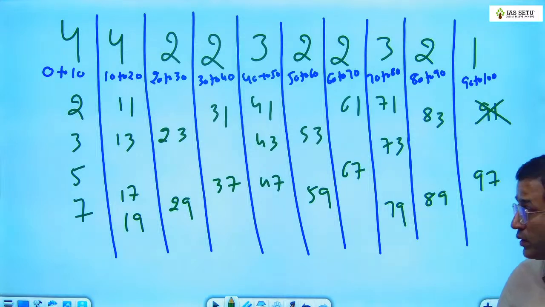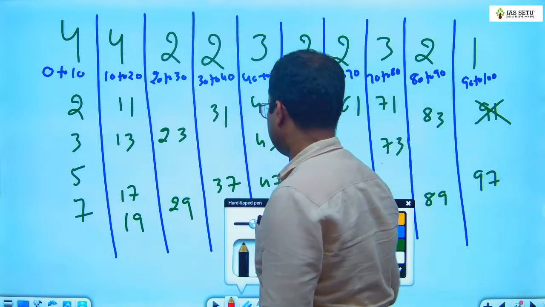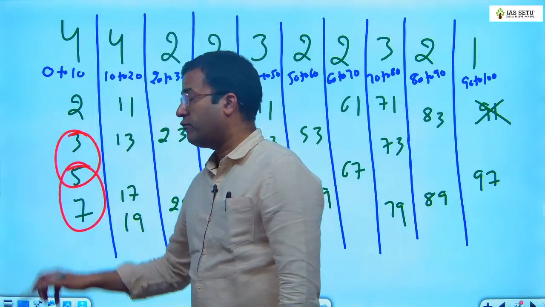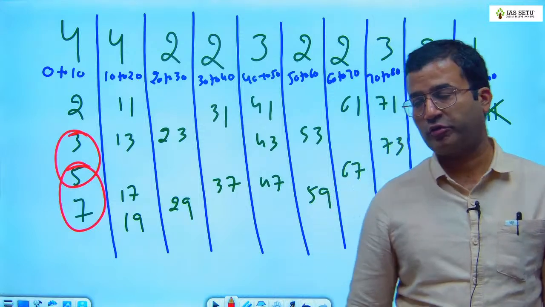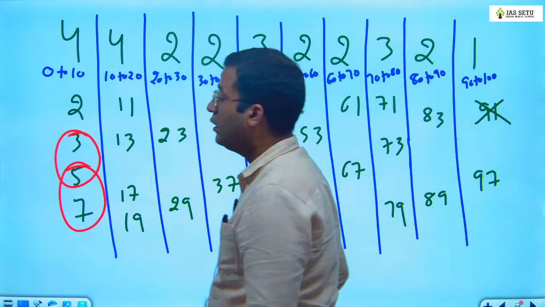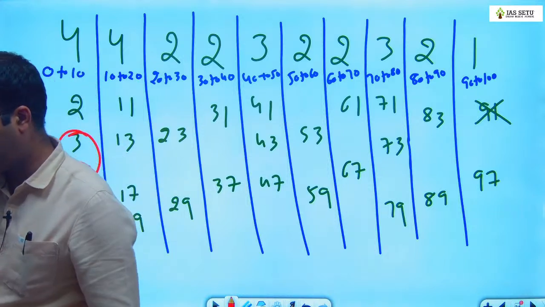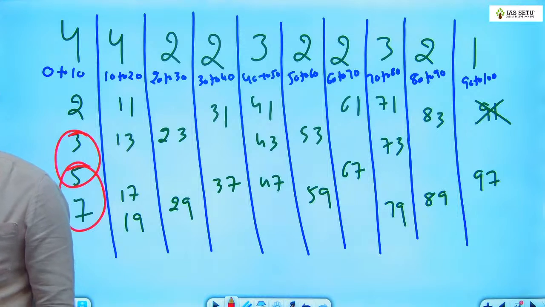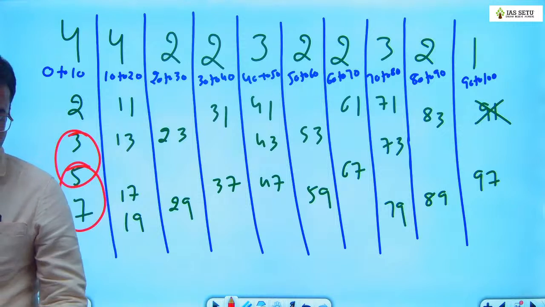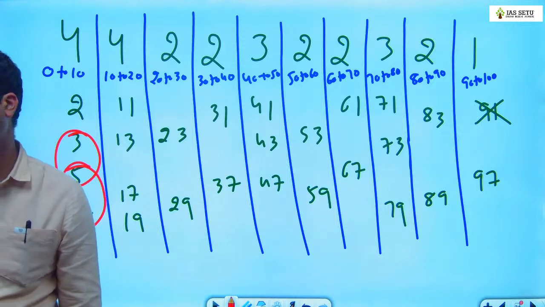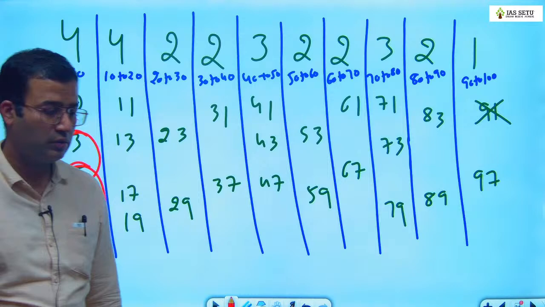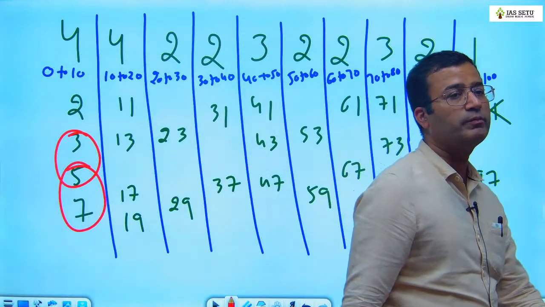Like here, if I give an example, 3 and 5 is one pair of twin primes. 5 and 7 is also a pair of twin primes. Okay, so here is one question: from 0 to 100, how many pairs of twin primes are there?